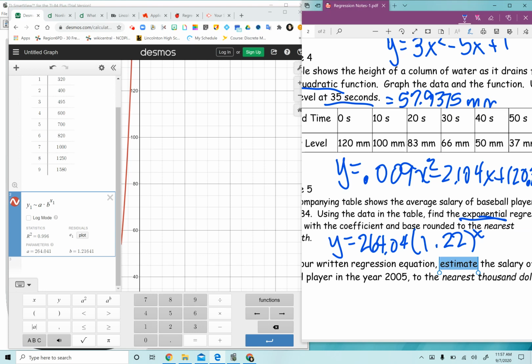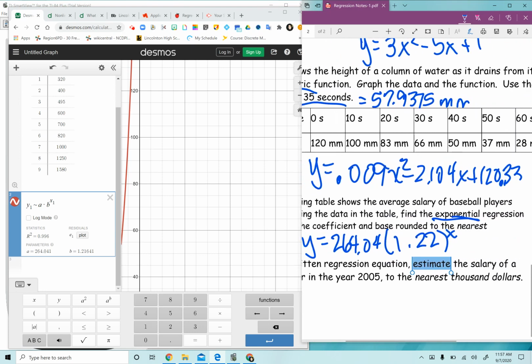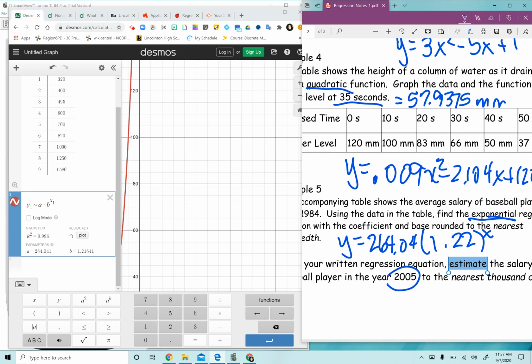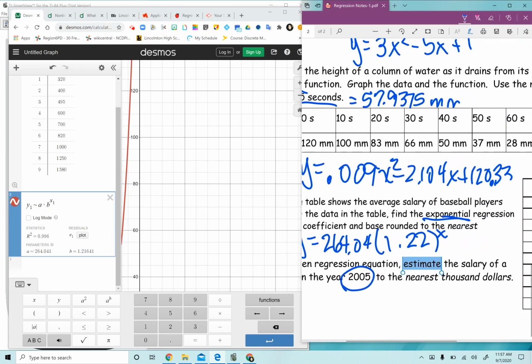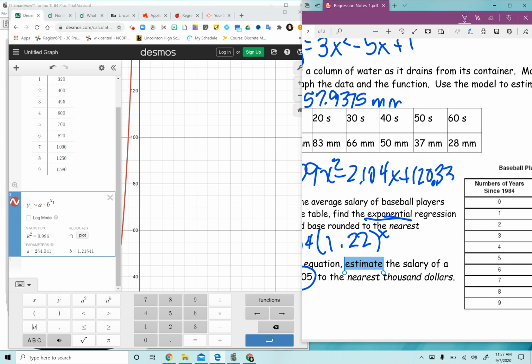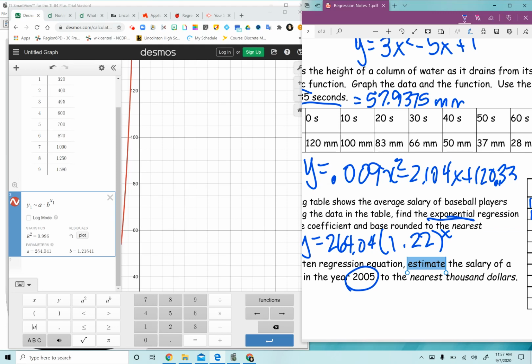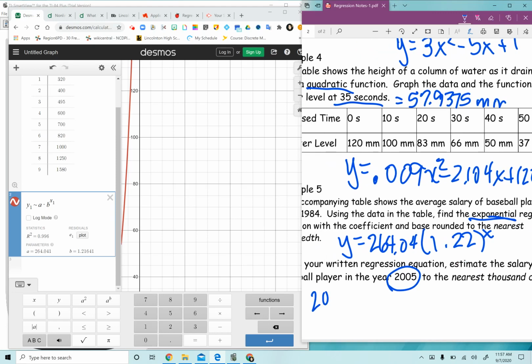It says, using our written equation, estimate the salary of a baseball player in the year 2005. Now, it says these are since 1984. So this would have been 1984, and this would have been 1985, and this would have been 1986. So what year would 2005 be? So we would say 2005, remember, minus the 0 year, 1984. So 21. So we want to plug in 21 to this equation.